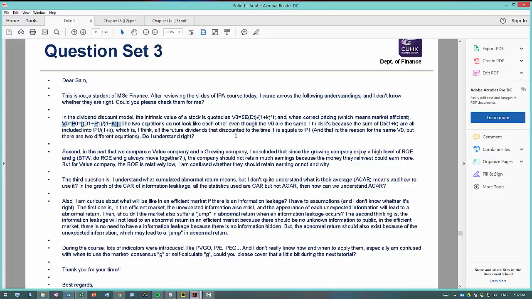I think it's because the sum of Dt over 1 plus k are all included into the price of the next period, which is all the future dividends discounted to time 1, equal to P1. Yes, I would say that is true, but there are two different equations. Do I understand right? Yes, you do understand correctly.